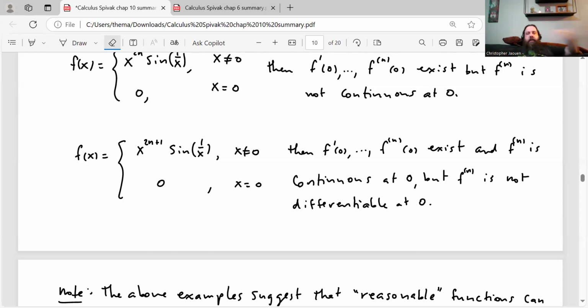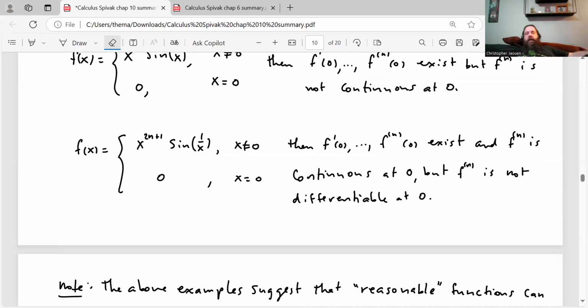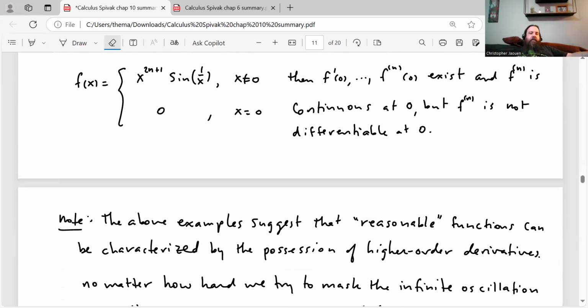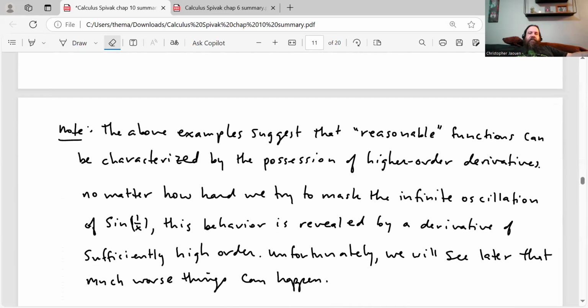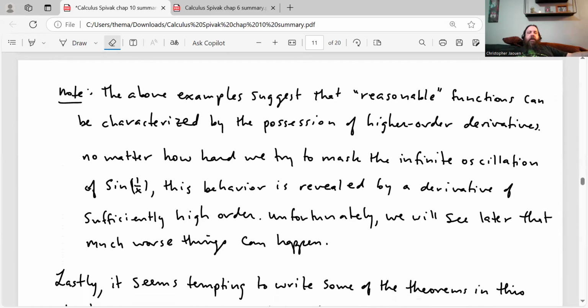So I assume that means that there's an exercise or two that deals with this, when we get around to it. Okay, last thing for this chapter summary is a note. The above example suggests that quote unquote reasonable functions can be characterized by the possession of higher order derivatives. No matter how hard we try to mask the infinite oscillation of sine of 1 over x, this behavior is revealed by a derivative of sufficiently high order. Unfortunately, we'll see later that even worse things can happen.